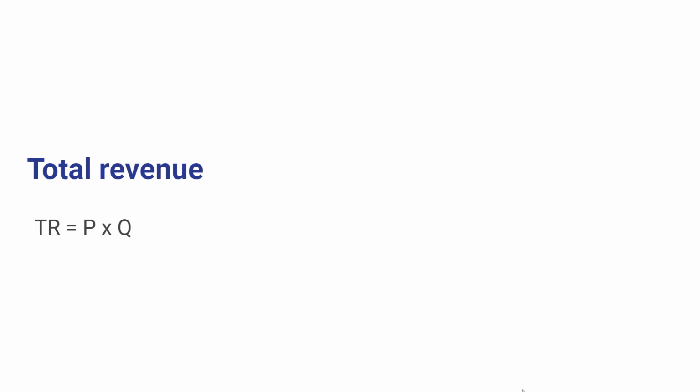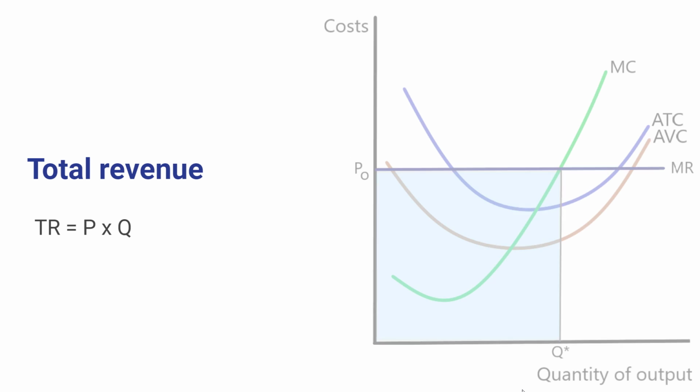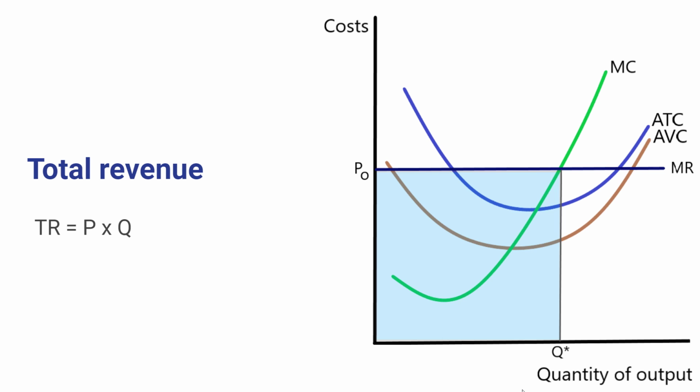The total revenue of a firm is simply defined to be price times quantity. In this diagram, we can see that at a price of P0 and a quantity of Q star, total revenue is just P0 times Q star, which is just the area of the shaded blue rectangle on the diagram on the right. In a similar manner, we can compute total cost.